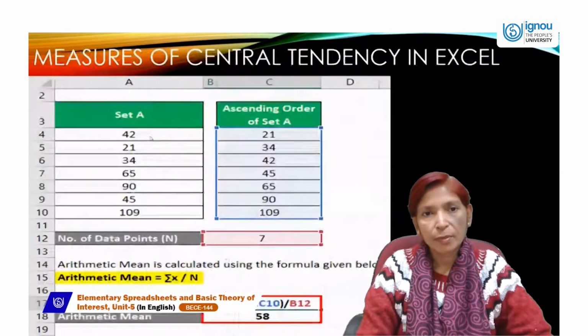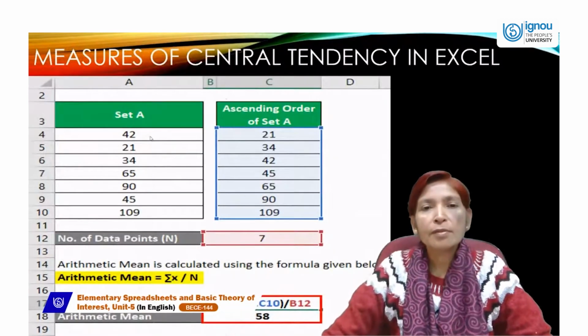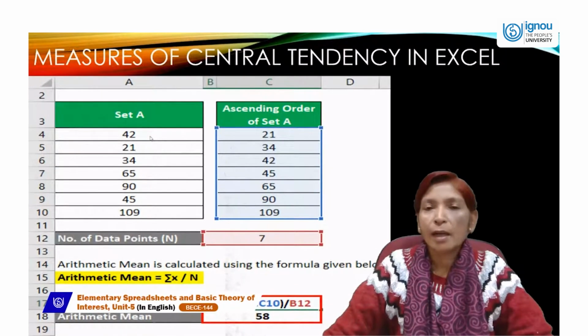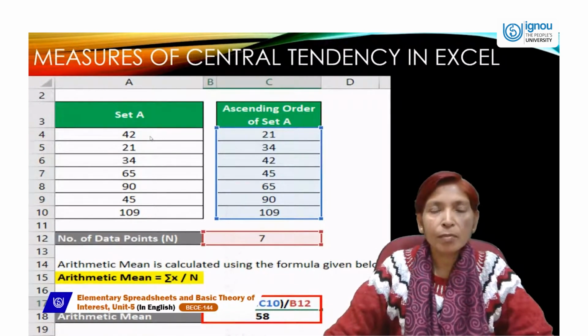Next is measures of central tendency in Excel. In the last session, we discussed that measures of central tendency are three.